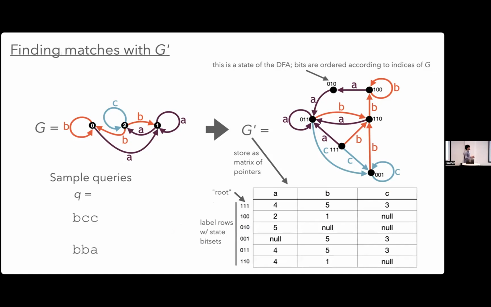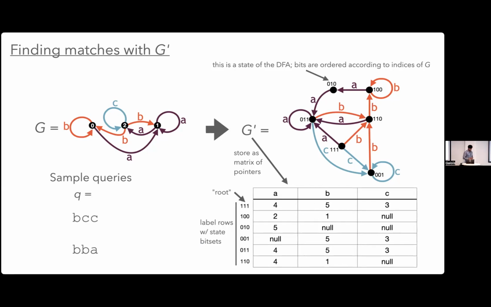We can represent G prime, this transformed graph, as a matrix where columns correspond to different edge labels and rows correspond to different vertices of G prime themselves, potentially labeled by these states, these bit sets. The elements correspond to edges, and they can be represented as pointers from row to row in this matrix. We can do these sample queries just looking at the graph G prime on the right.